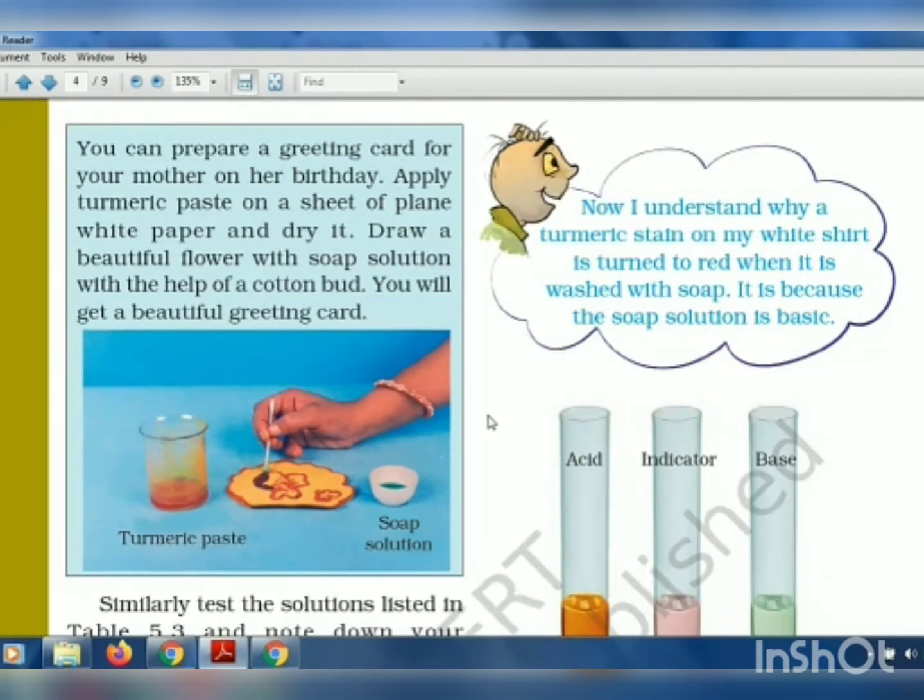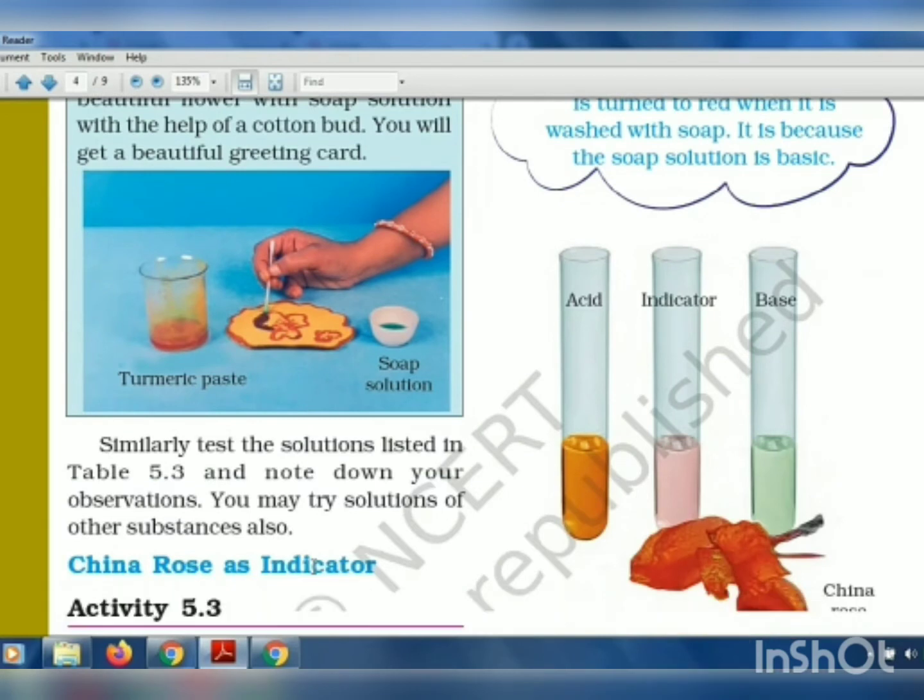So here, you can see in this picture, you can prepare a greeting card for your mother. Apply some turmeric paste on a sheet of plain white paper and dry it. Draw a beautiful design with soap solution with the help of a cotton bud. So you can see that on the turmeric, the soap solution is showing a reddish type of color, right? So you can just try it and find out what color it is changing to. You can make these different solutions and try them out with the turmeric paper, as it is easily available at our house.